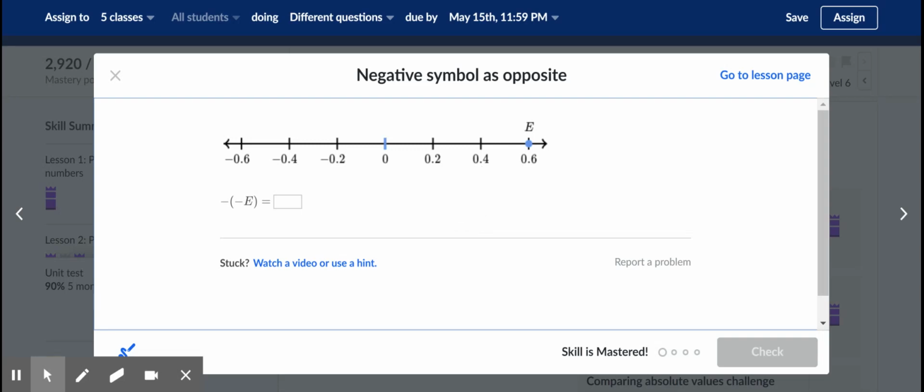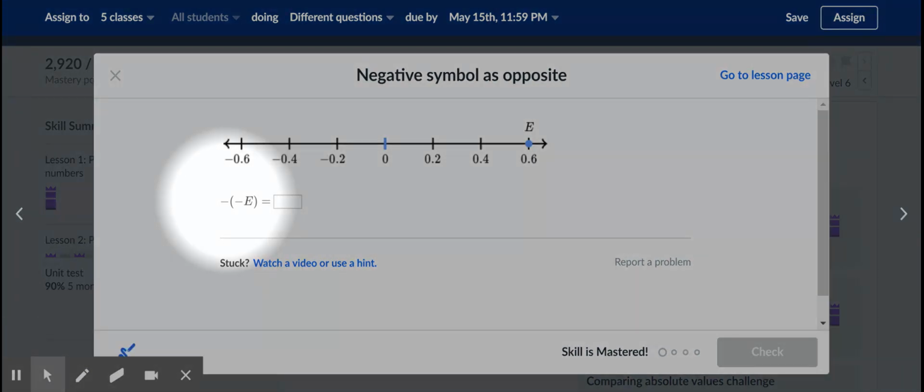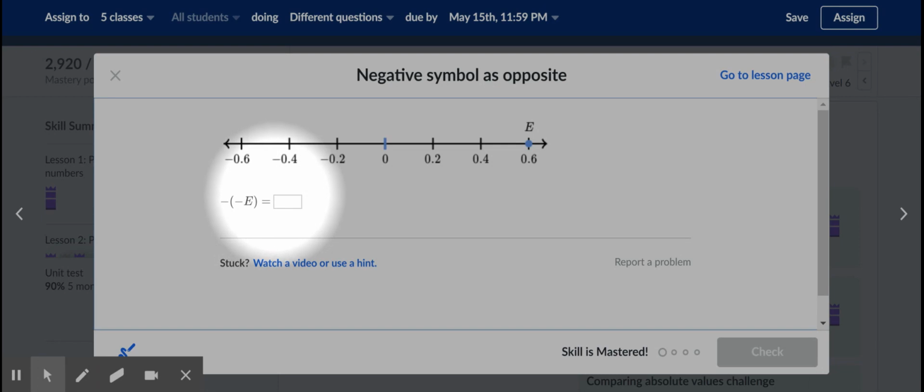Okay, and now we're going to go over negative symbol as opposite, which is really just saying you have to find the opposite of whatever the number is. So whenever you see it marked the way it is now, where you see a negative in front of a negative right there, that means the opposite of that number. So, the opposite of the negative number. Actually, this is even more confusing probably for you guys.